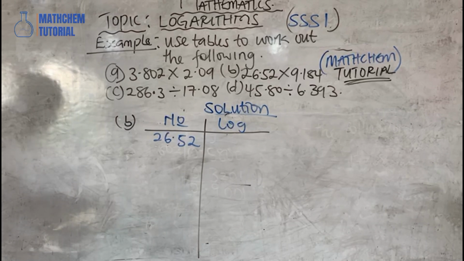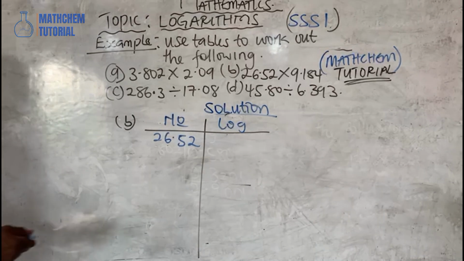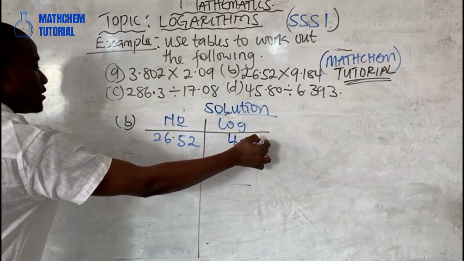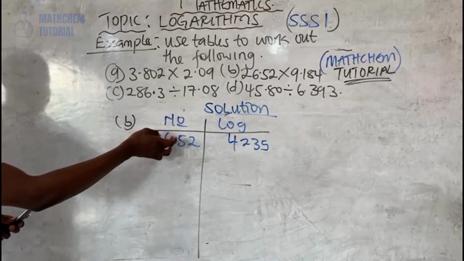26 under 5 gives me 4232. Then the difference of 2 is 3 here. So I have it as 4235. That is log 26 under 5, difference 2, which gives me 4235. Now look at the decimal point.